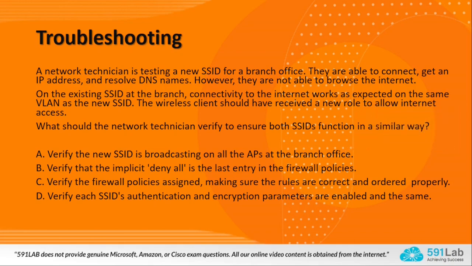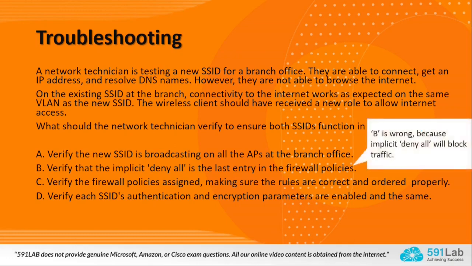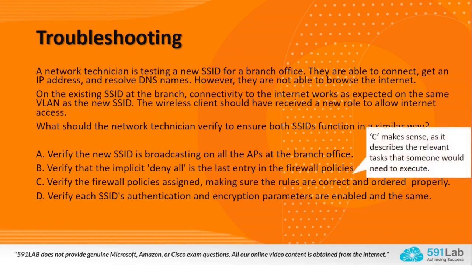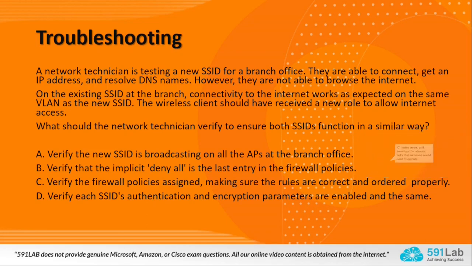Option B, verify that the implicit deny all is the last entry in the firewall policies. Actually, this deny all entry will block the traffic. It should not be there as the last entry. So we have to verify that it should not be there. So B is wrong. So option C, verify the firewall policies assigned, making sure the rules are correct and ordered properly. That looks correct, because this is the general task somebody will perform to check the firewall policy enforcement. So let's look at option D also.